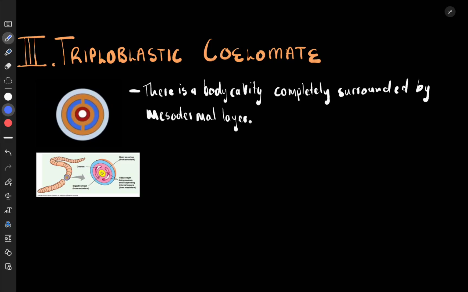triploblastic coelomate. Now we are talking about animals that are called coelomate. We saw acoelomate, which means they have no coelom at all. We saw that the outer, the in-between, and the inner layers are stuck to each other, no space between them. Then we saw the one where the space is between the mesodermal layer and the endodermal layer. Now we come to the last one, coelomate.